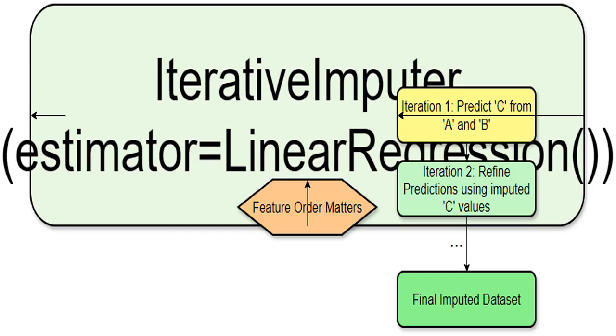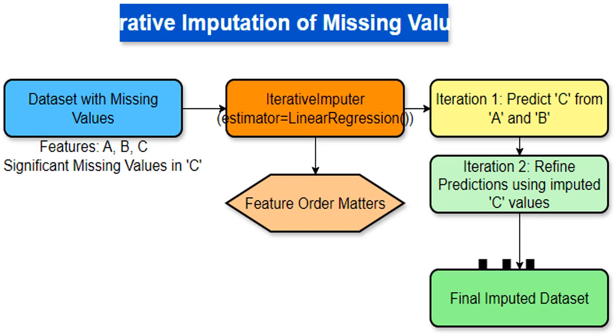After the first guess, I'll rerun the linear regression model. This time, I use the predictions I just made for C from the previous iteration, together with the existing data. That's the iterative part. This refined data gives us even better predictions for the missing C values. Because the imputer uses the previously imputed values to make future predictions, the order in which I process the features, A, B, then C, or some other order, changes the final results.